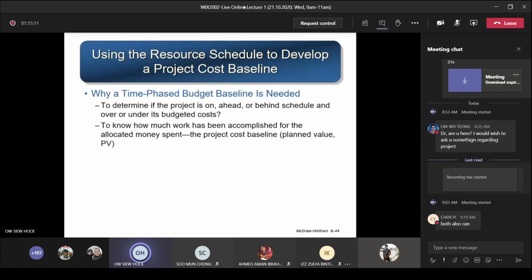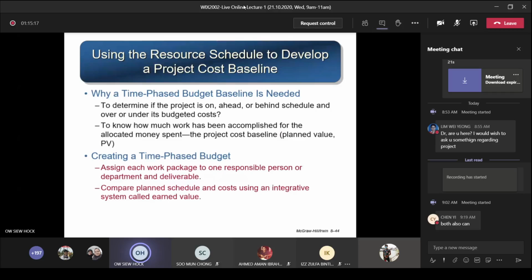Next one, we come to using the resource schedule to develop a project cost baseline. Okay, you have to start doing this because of a chapter you are going to learn. The next chapter will cover, if you are behind time, what methods or approaches we need to use to catch up. You are behind time, or there is a cost overrun. What do we do? After that chapter, you will learn project progress monitoring. How do you monitor? You must have a time-phased budget baseline. That means something that you base on.